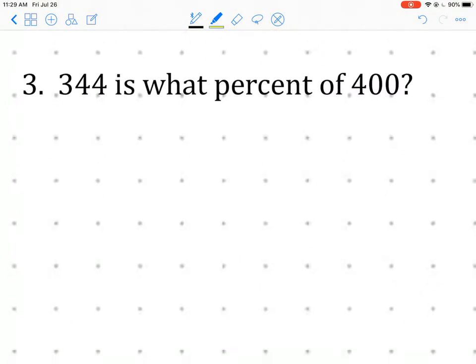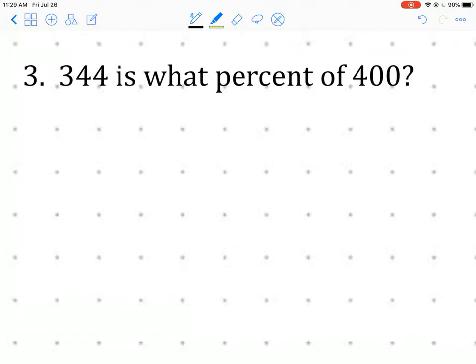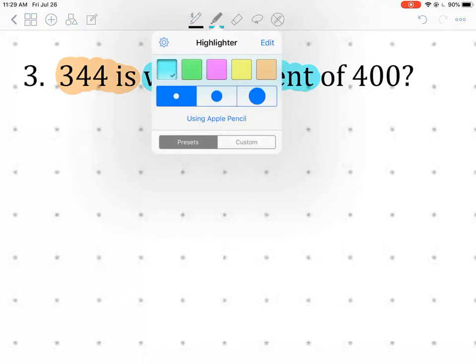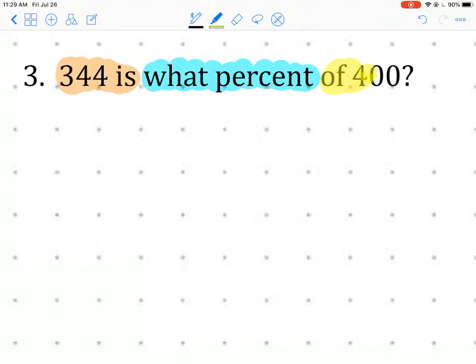Okay, here's number 3. 344 is what percent? So I don't see a percent sign this time. Of 400. So there are the basic pieces, and we just have to put them together in a puzzle. Hundreds built in. It's a constant, because that's what percent is based on.